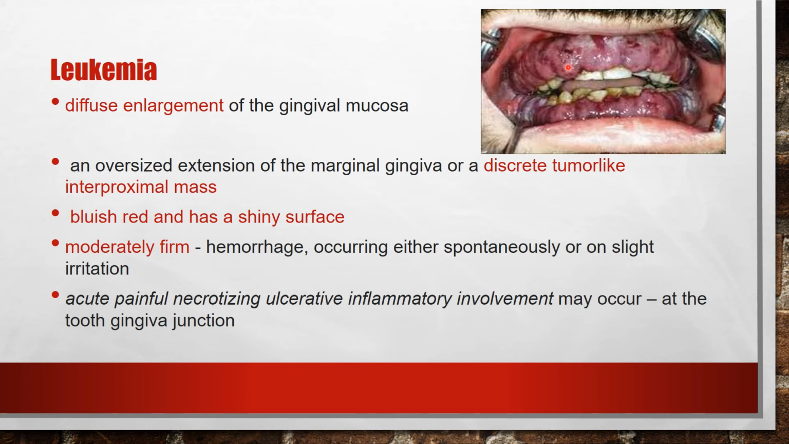It will be moderately firm. Hemorrhage can be seen occurring either spontaneously or on slight irritation. In the interdental areas, you can see acute painful necrotizing inflammatory involvement that may occur at the dentogingival junction, that is mostly in the crevice region.